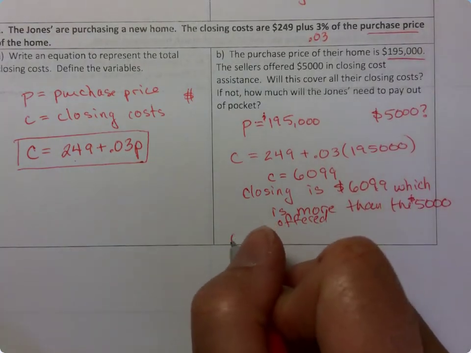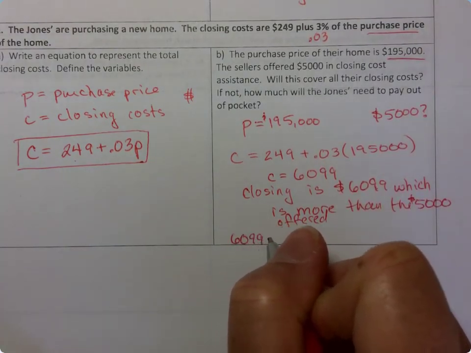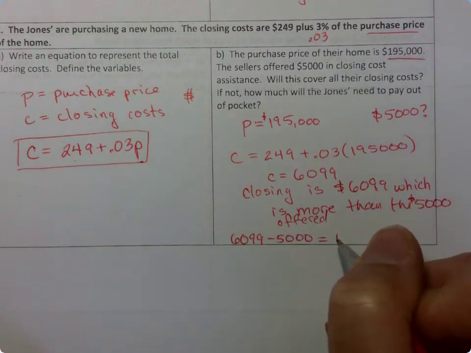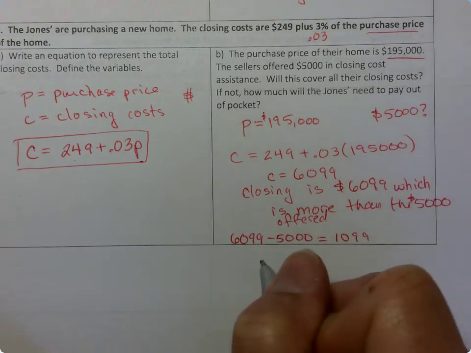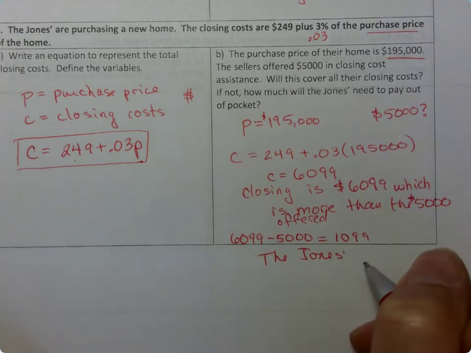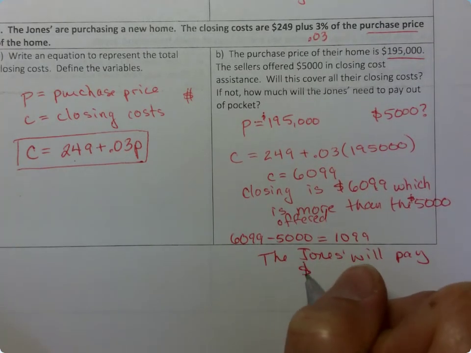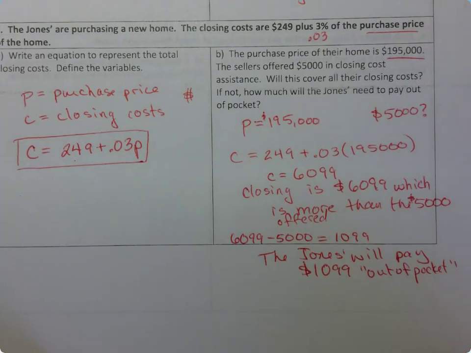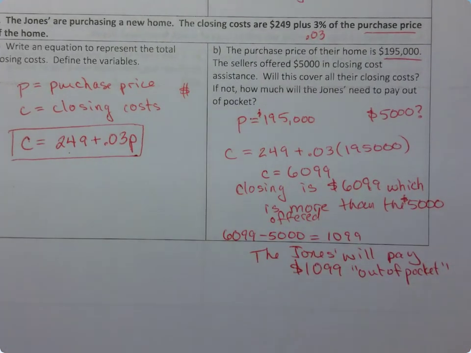Well, wouldn't you take that $6,099 that they owe, take away the $5,000 that they were giving them, and what do they owe? All right, I'm out of room here, so the Jones will pay $1,099. Some people call that out of pocket, like they're paying it themselves out of their own bank accounts. All right, there you go.